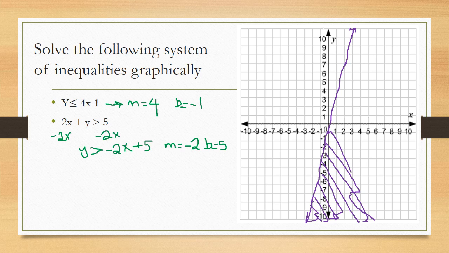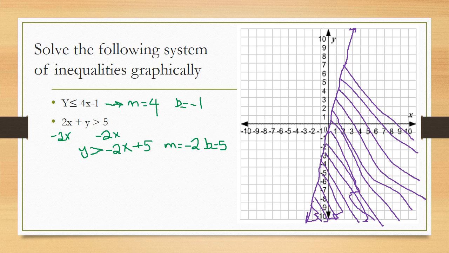Now, this is called the shaded area, and the line here is called the boundary line. So every inequality has a shaded area and a boundary line. This is the shaded area for the first inequality, which is y less than or equal to 4x minus 1.